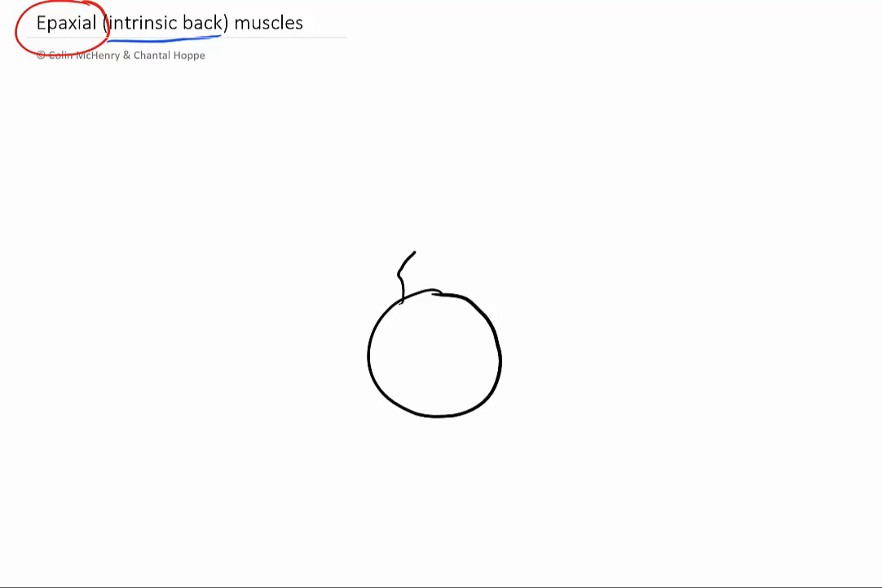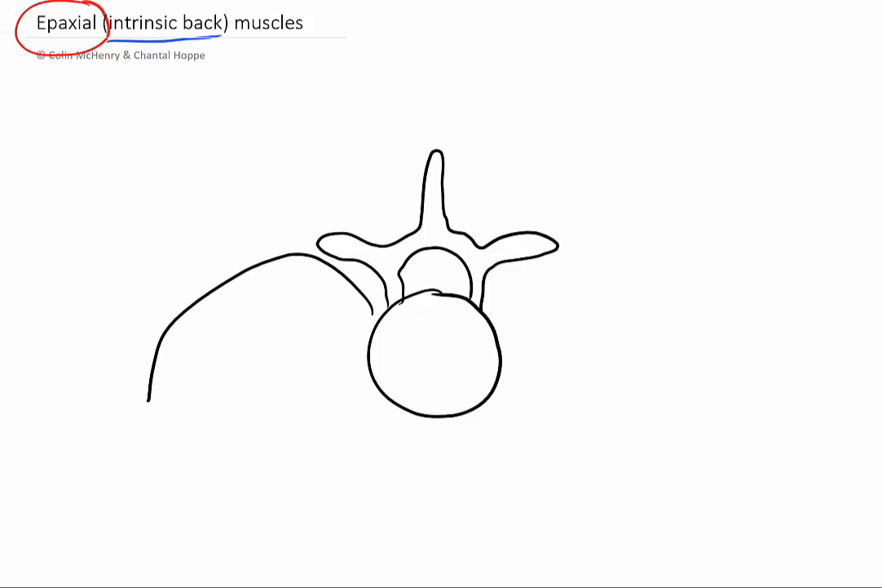We've got a neural arch there on top of a vertebral body. We've got a transverse process. There's a neural spine or spinous process. There we go. We've got a rib attached here. I'm not going to draw all the rib. There it is. On that side, it's incomplete as well.